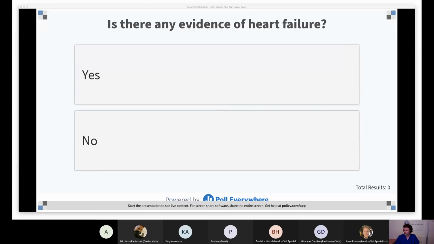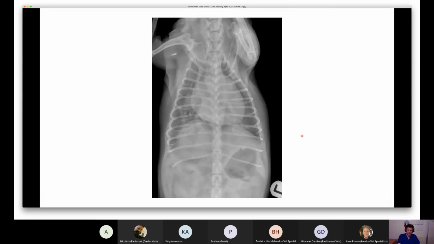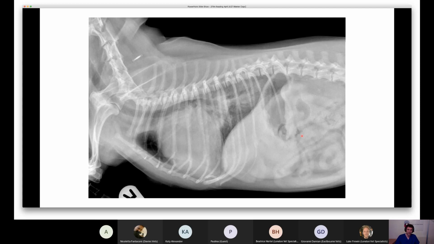Okay, so let's sync this up and we'll see what you guys think. Okay, so pretty unanimous, in fact completely unanimous. Everybody is in agreement that this patient is in heart failure, and I would absolutely agree. So I think B did a great job of describing these films. First thing that you notice is just how big this cardiac silhouette is. And as B pointed out, not only is this cardiac silhouette big and occupying a large proportion of the thorax here, it's displacing the trachea dorsally.